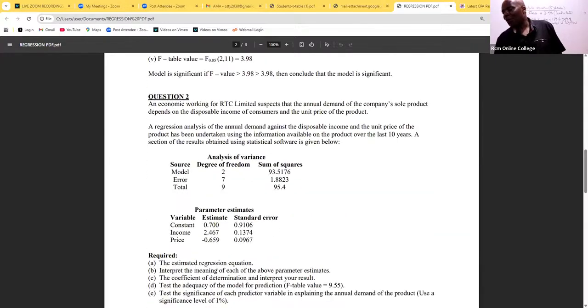So allow us to look at this question number 2 before you go to your past paper. Question number 2, we are doing it together, and then we mark here live.